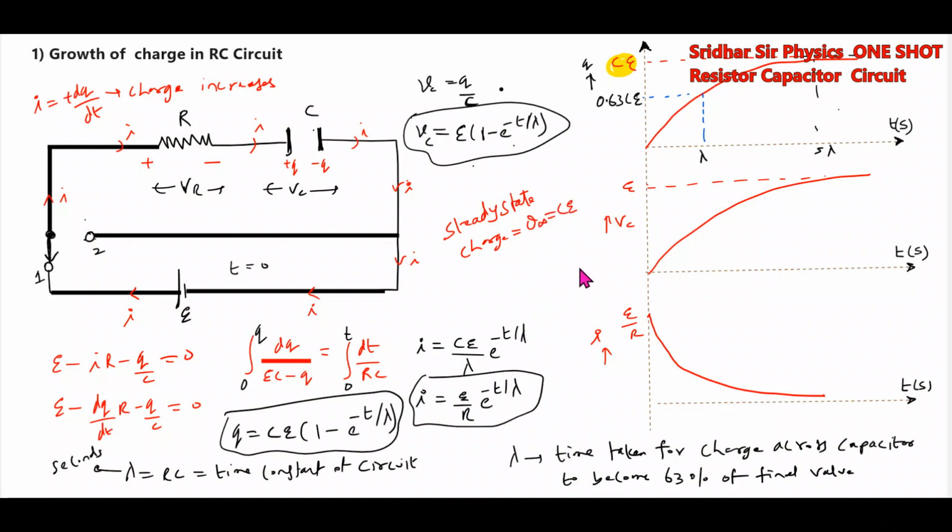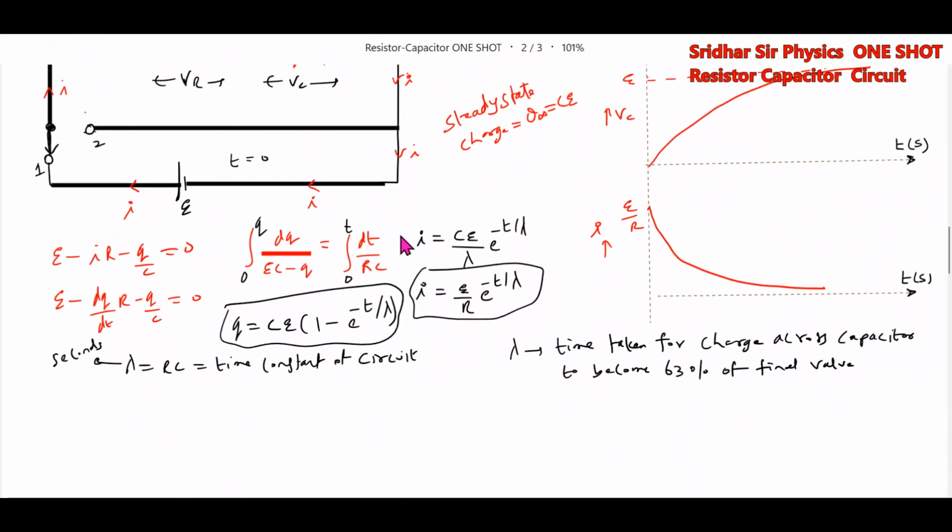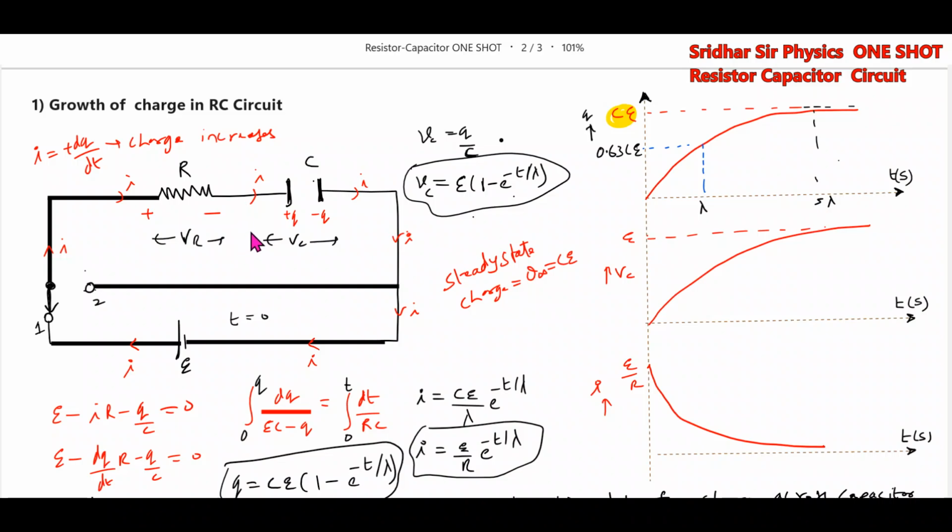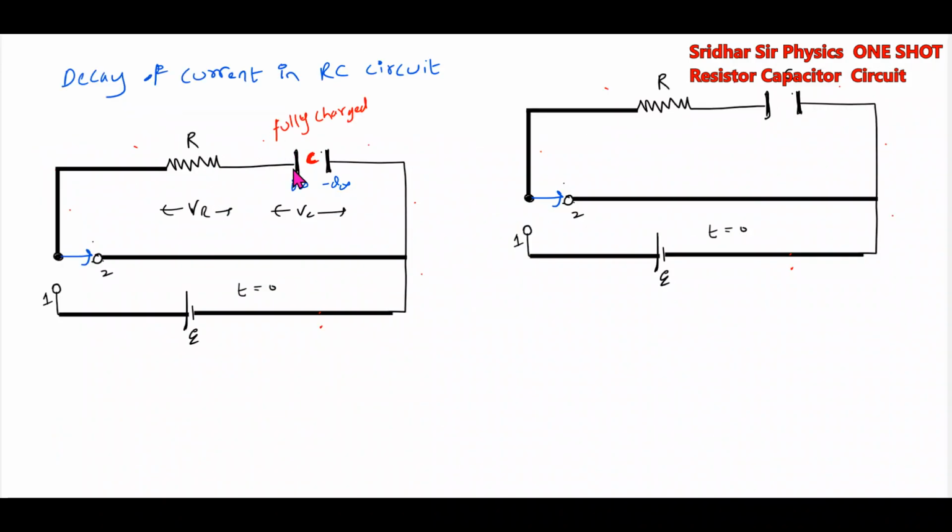Okay, this is a basic growth of current. Once it is fully charged, the switch is moved to position 2. Once the capacitor is fully charged, I'll move the switch from 1 to 2. Then the capacitor will behave like a cell. It was having a charge, so it starts discharging.